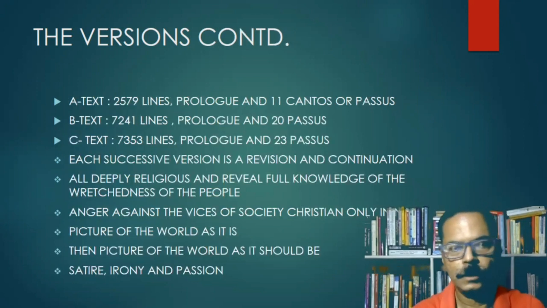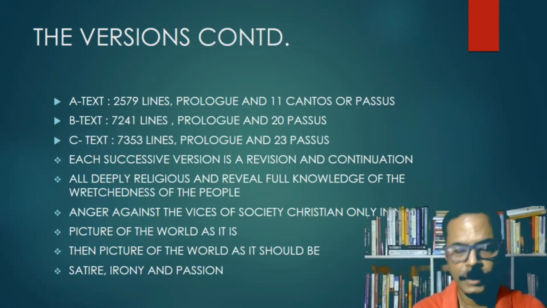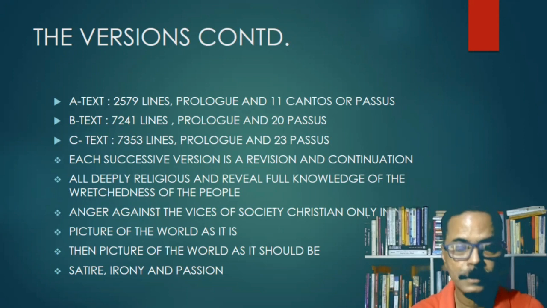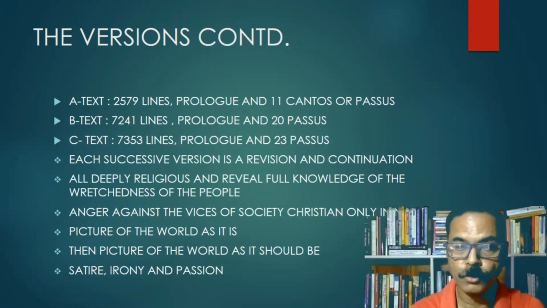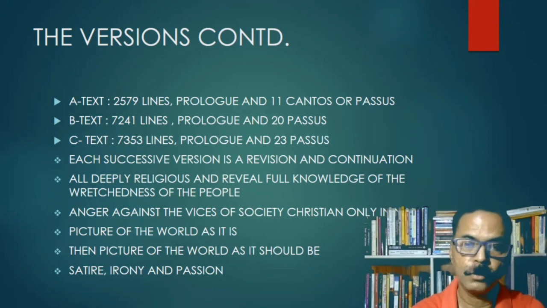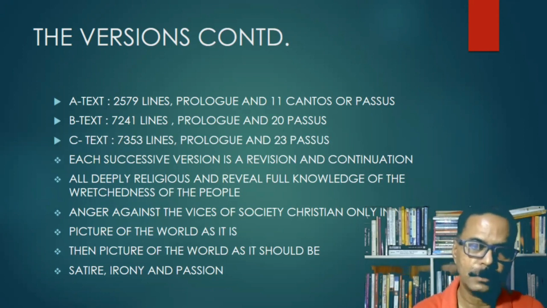Now, continuing with the versions, we see that these three versions are actually incremental advancements. The first text consists of 2,579 lines with a prologue or an introduction and 11 cantos or passes. Now the next, the B text, is a much longer poem, 7,241 lines, again with a prologue, but now 20 passes. C text, 7,353 lines, again with a prologue and 23 passes. Each successive version, you will see, is a revision and continuation.